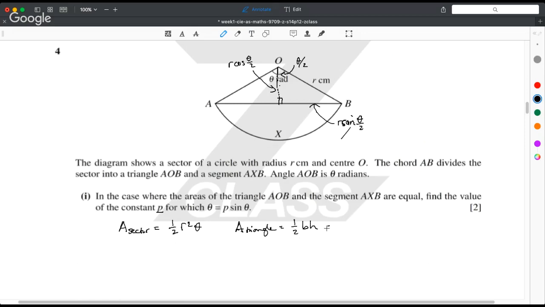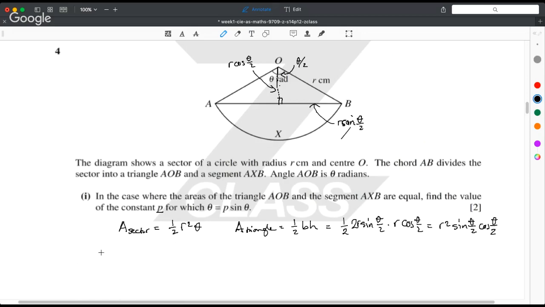So this thing is going to be equal to 1/2 times the base, which is 2 copies of r sine theta over 2, times the height, which is r cosine of theta over 2. So this is r squared sine theta over 2 cosine theta over 2.